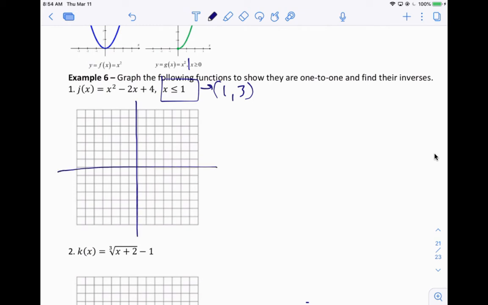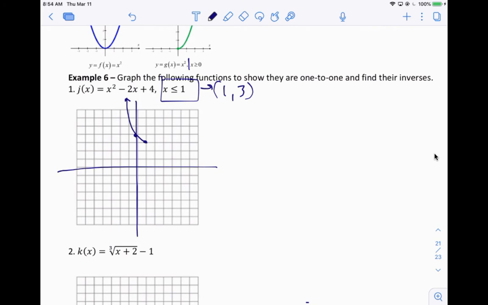Okay, we had the points (0, 4), (2, 4), and (3, 1). Instead of drawing this whole function, I'm only going to draw all the x's that are less than 1, so that would be this side of the function. I'm not going to use this point here. Now I have no problem inverting this.